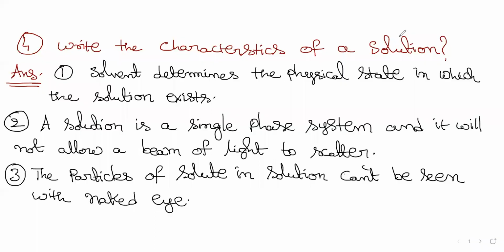So we are seeing the next part of the lecture. This is a series of notes on solutions. This is part 1. And the fourth question is: write the characteristics of a solution. So it is the solvent which determines the physical state in which the solution exists. A solution is a single phase system and it will not allow a beam of light to scatter. The particles of solute in the solution cannot be seen with the naked eye.